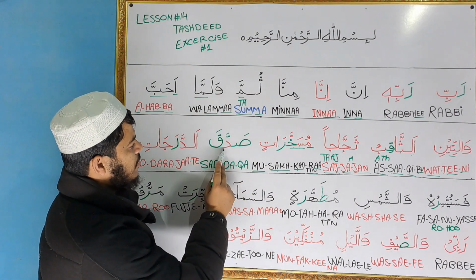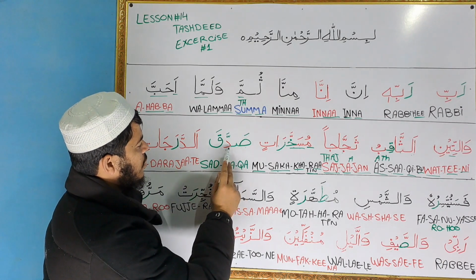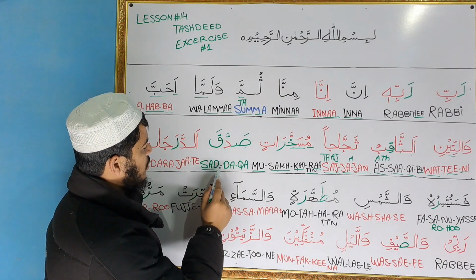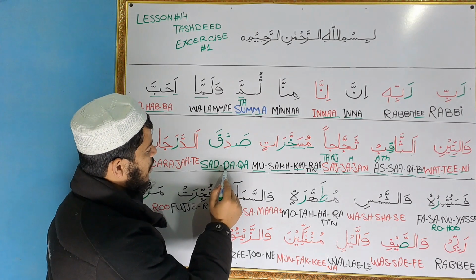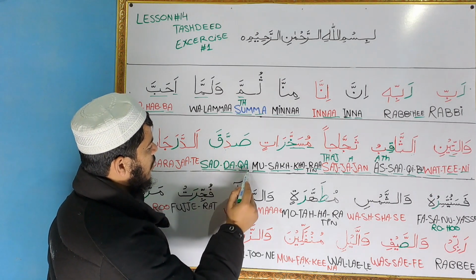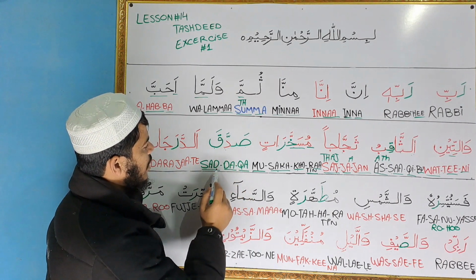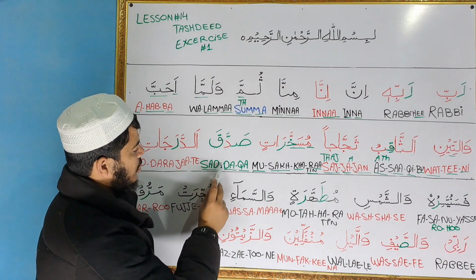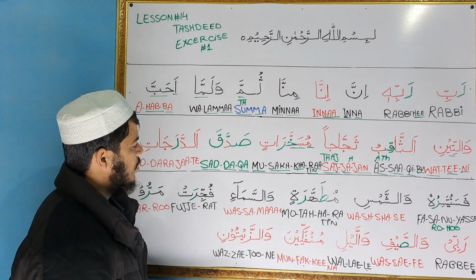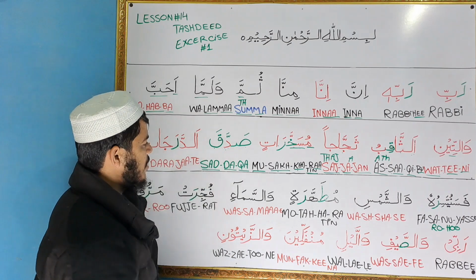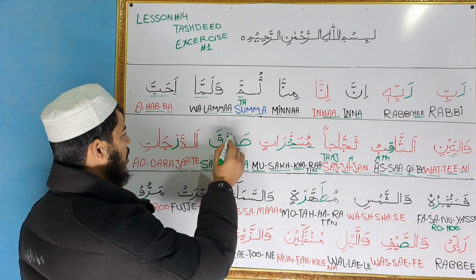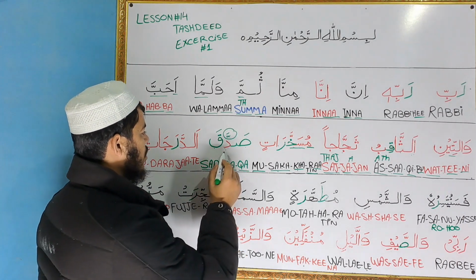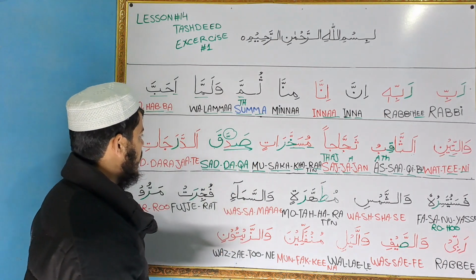Sad will be mixed up with dal. Sad, dal fatha da, qaf fatha qa, saddaqa. Together, we will not make it separate. Whenever a shadda letter comes, we mix up these sounds with the previous letter.